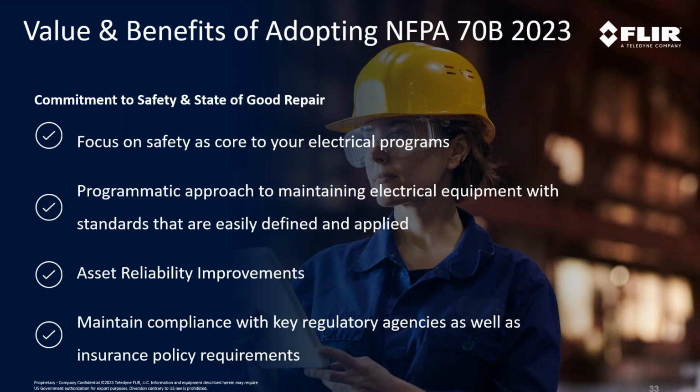And that programmatic approach is really what it comes down to. The more you're invested in maintaining that equipment in a standard and uniform way, you're going to have a better outcome. You're going to see those asset reliability improvements happen in your organization because you're maintaining that equipment based on some recognized standards that are out there. Or, as I said before, the manufacturer recommendations, either one, are really going to be part of that electrical maintenance program. You're going to be more effective over time. And the last one, maintaining compliance.